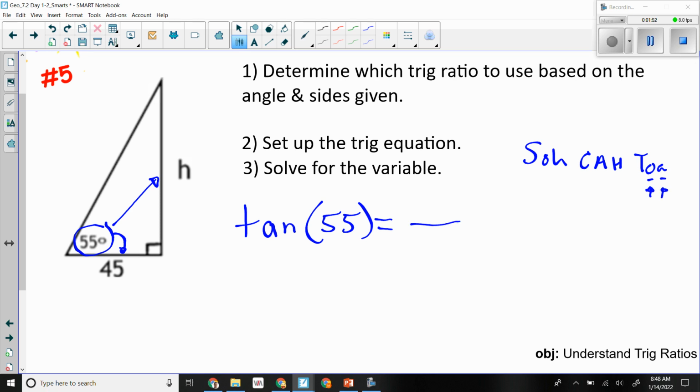And the O here is what we don't know, that's our H, right? Across from that, and our A, the adjacent side, is 45. Okay, so how do I solve this? Well, the variable that we're looking to find here is H. And so to get that H isolated, I need to actually multiply both sides by 45.